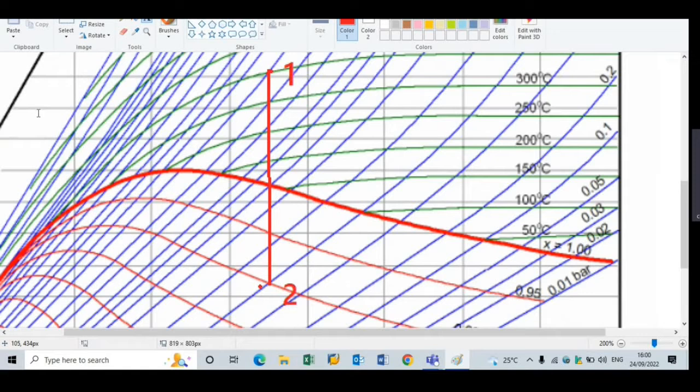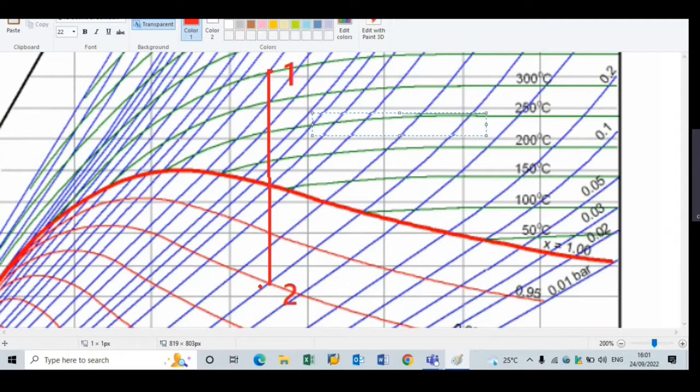Now we have to find the enthalpy drop and the final condition of steam. So how do we find the enthalpy drop? For that, we will first find the enthalpy at point 1. Again, I will draw here.